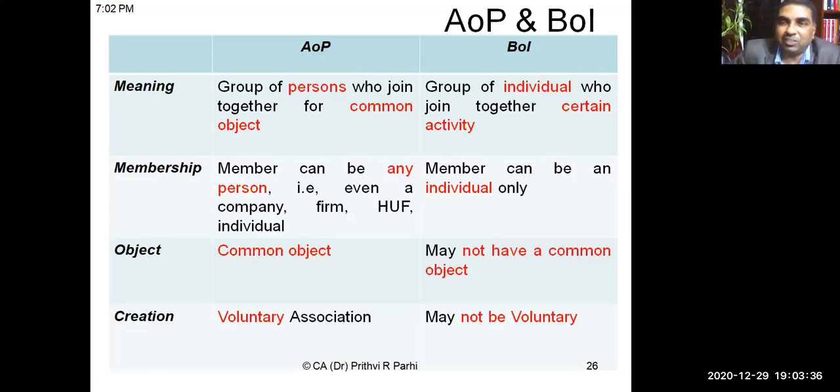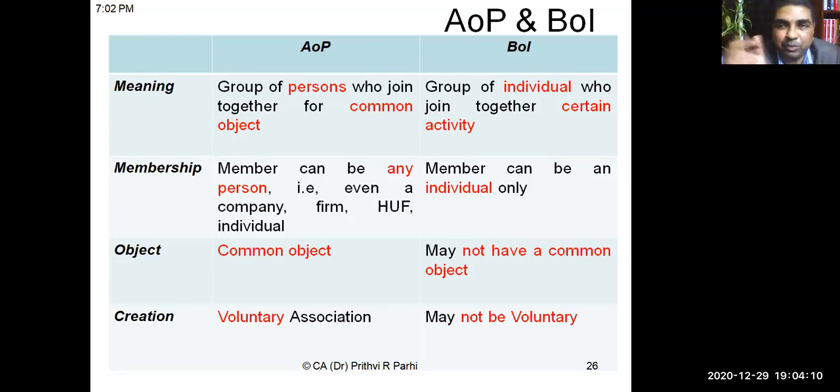Yes, sir. Individuals only. Whereas in AOP, there is a possibility that all the members need not be individuals. One member might be an individual, another member might be a company, another member might be a firm. Let us say one individual, one firm, one company make a joint venture. We'll call it an association of persons. But let's say three individuals make a joint venture. Then we'll refer to it as a body of individuals. Did you understand the basic difference? Yes, sir. That is the difference between AOP and BOI.